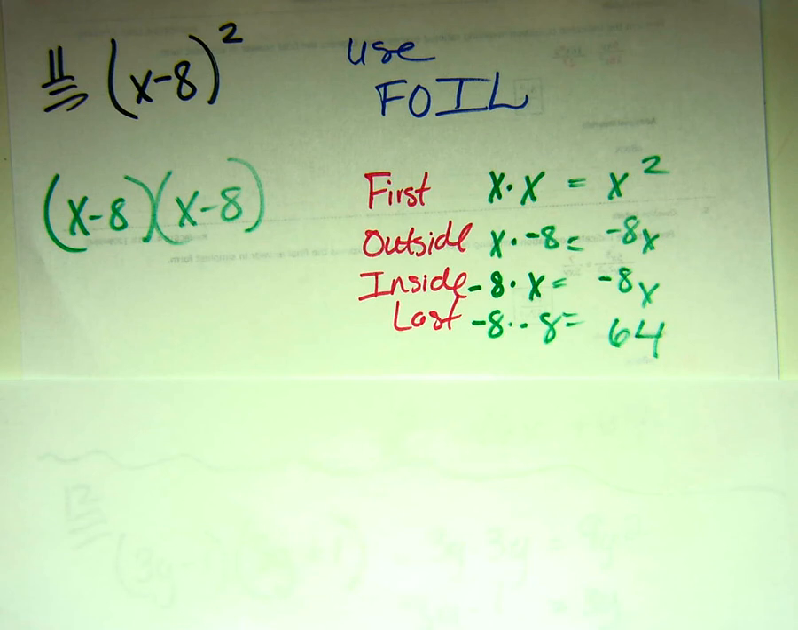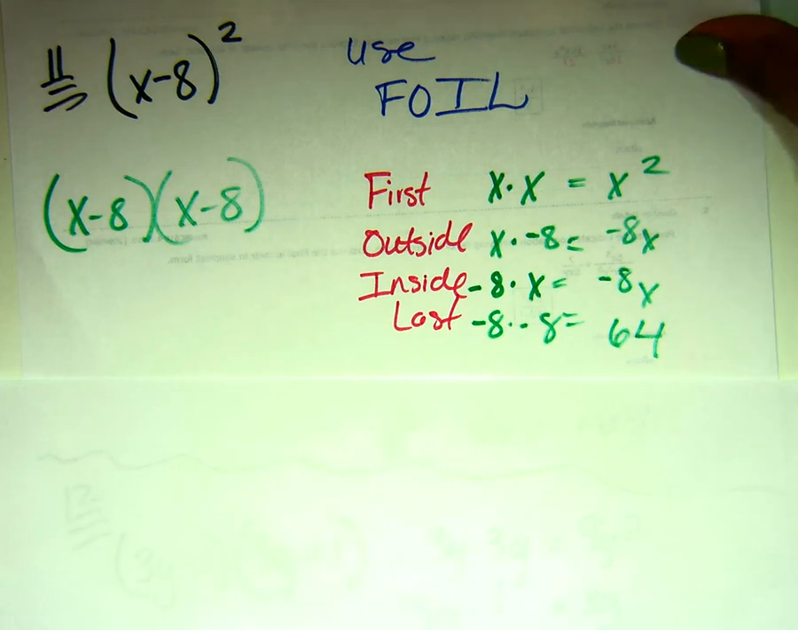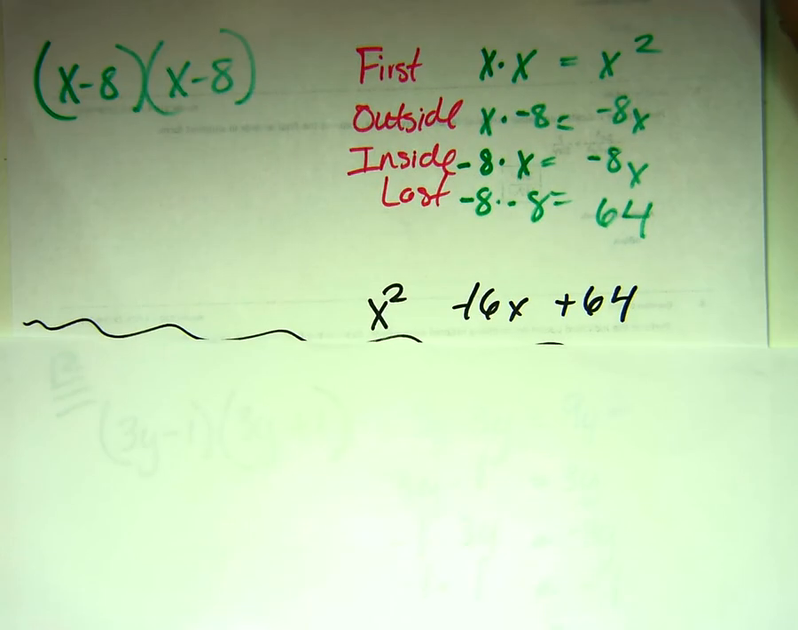Using the FOIL method, once again I wrote out the first, outside, inside, last. So x times x would give you x squared. Then x times negative 8, that gives you negative 8x. Then negative 8 times x gives you negative 8x again. Then negative 8 times negative 8 gives you positive 64. So remember, two negatives give you a positive. My apologies for that.